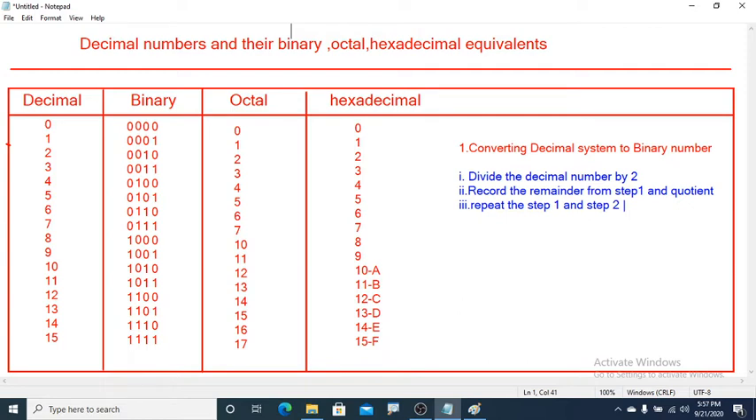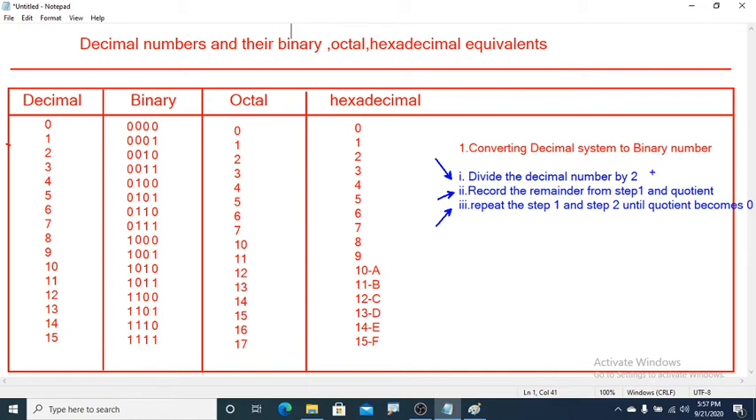Repeat step 1 and step 2 until the quotient becomes 0. Here you can understand what the quotient means. All of you know it. This is step 1, this is step 2, this is step 3. Now, step 1 and step 2: repeat step 1 and step 2 until the quotient becomes 0.